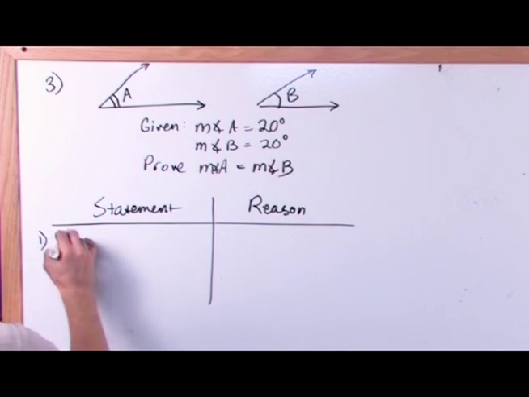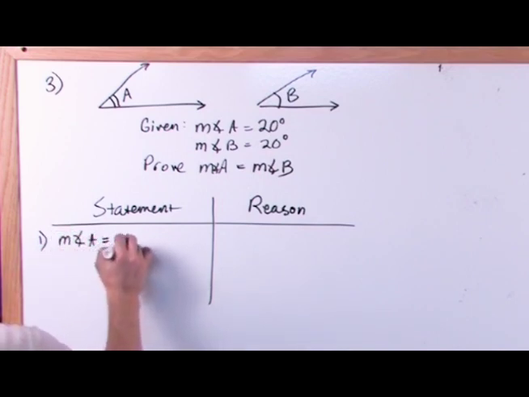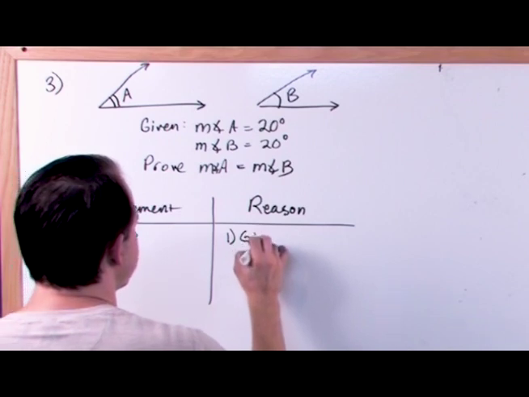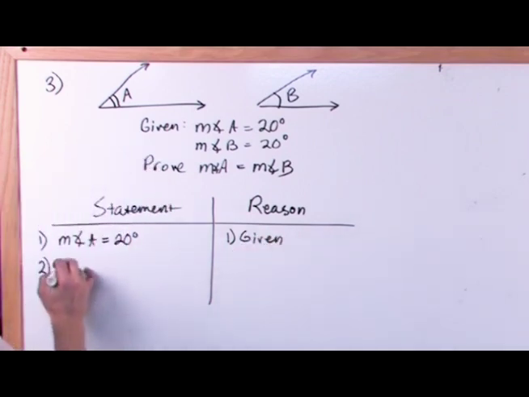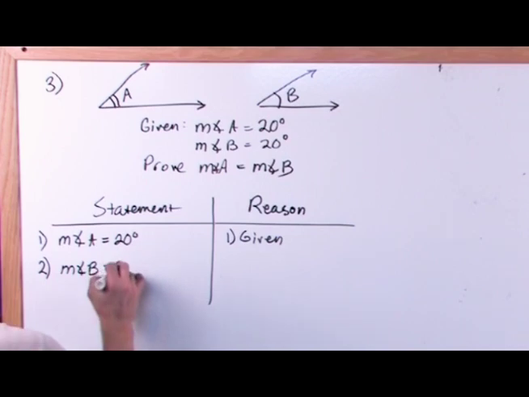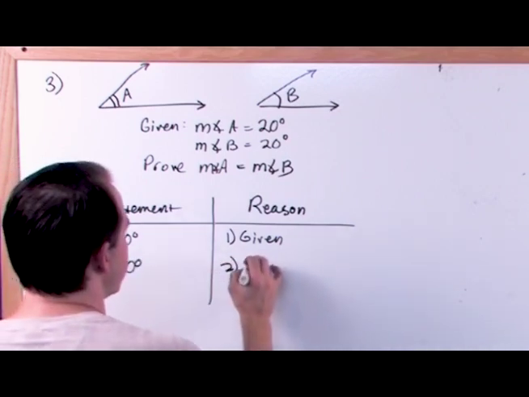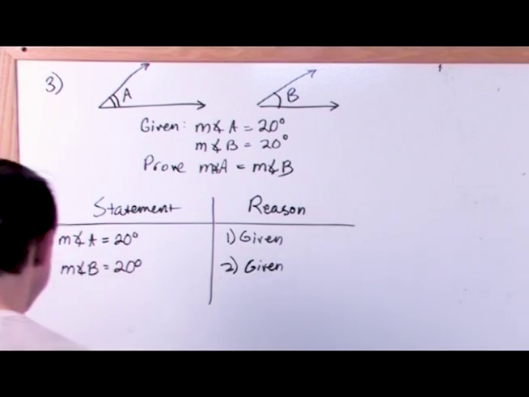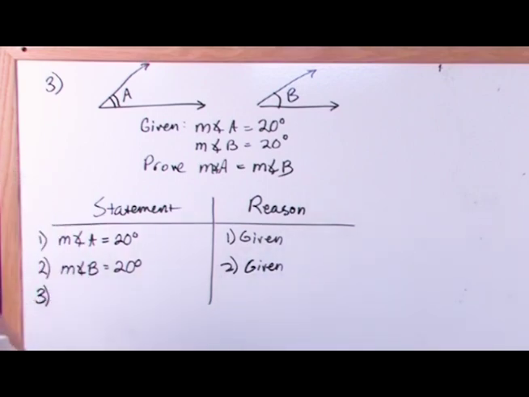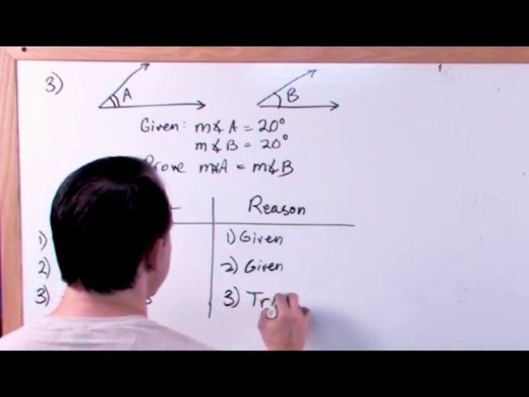Okay, so first start with your given. The measure of angle A is equal to 20 degrees. And that's given. The measure of angle B is equal to 20 degrees, and that's also given. So use your givens. Now, what am I going to do now that I've got my givens down? Well, now I'm going to go ahead and make my conclusion. The measure of angle A is equal to the measure of angle B. What property can I use to define this? Well, if A is equal to B and B is equal to C, then A is equal to C. So I'm going to say this is the transitive property.